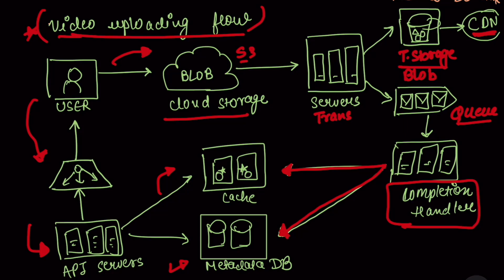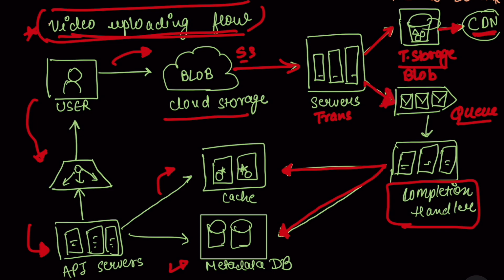Let's now see what the video uploading flow will be like. Videos are going to be uploaded to our blob storage. Suppose we have Amazon S3. Then the transcoding servers will fetch the videos from the blob storage, and they will start transcoding the video. Once the transcoding is complete, transcoded videos are sent to the transcoded storage, and transcoding completion events are queued into the completion queue.